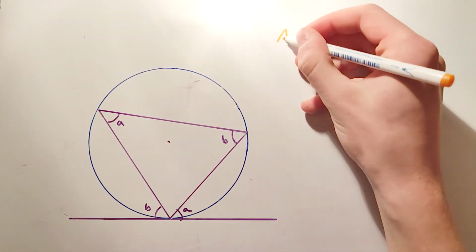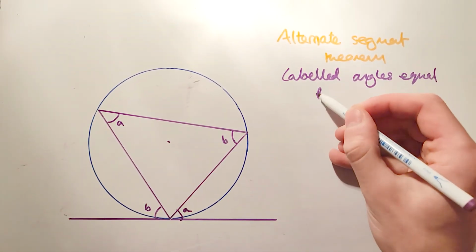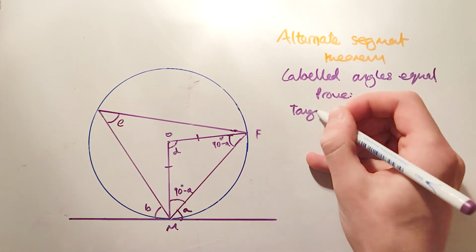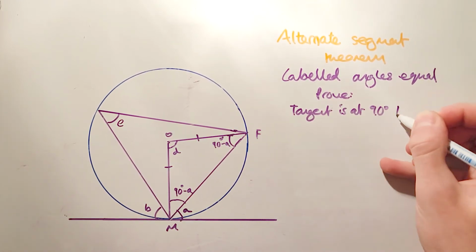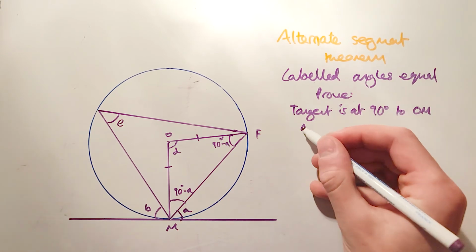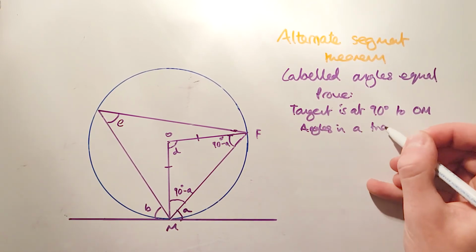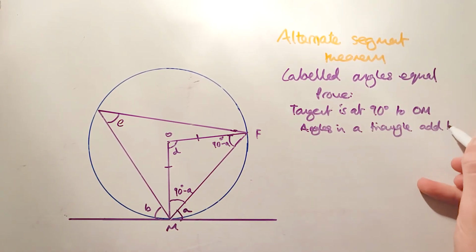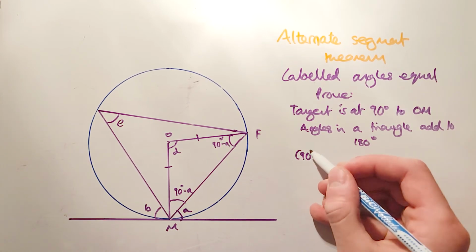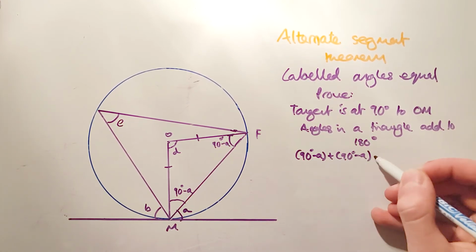Finally, let's look at the alternate segment theorem, which shows that the marked angles are equal. Let's first prove this is true for angle A. Draw on the radii MO and FO. MO is at a right angle to the tangent, so we can write on the angle 90 minus A. The triangle is isosceles, so the angle OFM is also 90 minus A.